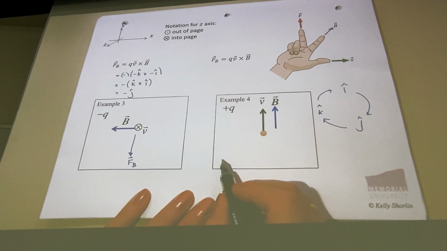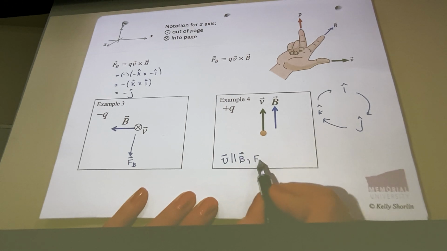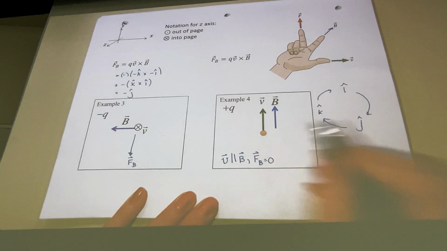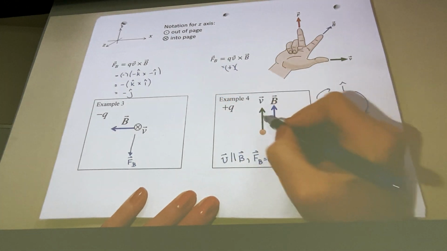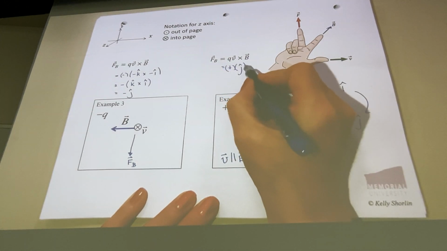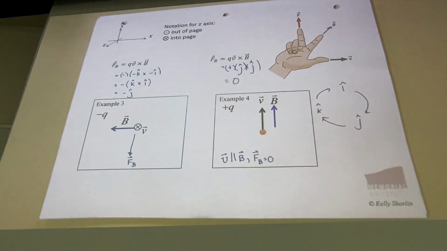So V is parallel to B. This was our experimental observation that the force was 0. In terms of our math, we've got a positive charge. V points up, that's the j direction. B points up, that's the j direction. Something cross itself is 0. Okay? And then if you're thinking in terms of right-hand rule, you can't do that, right? Your thumb can't point in the same direction as your index finger. That's sort of a reminder that it's 0.